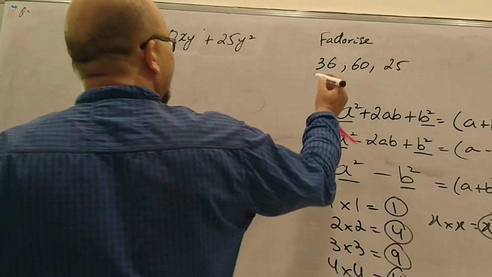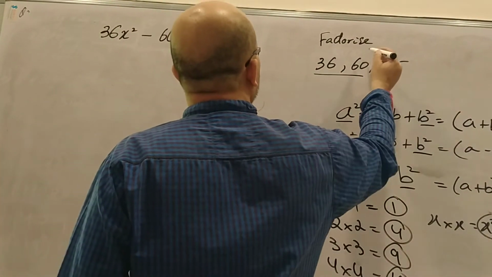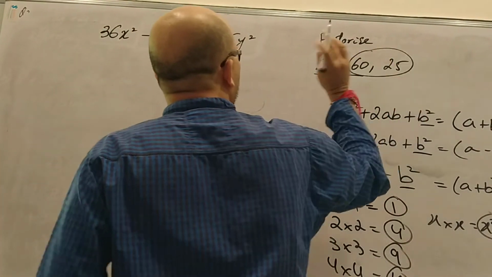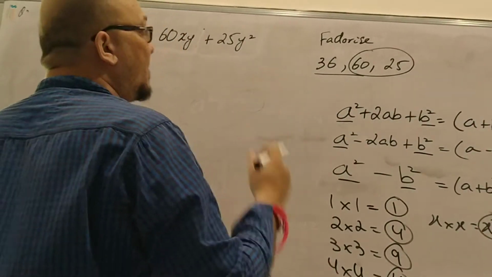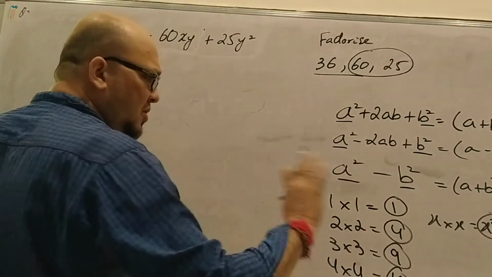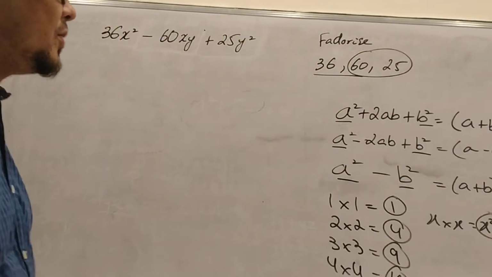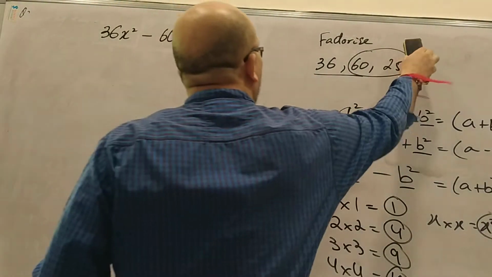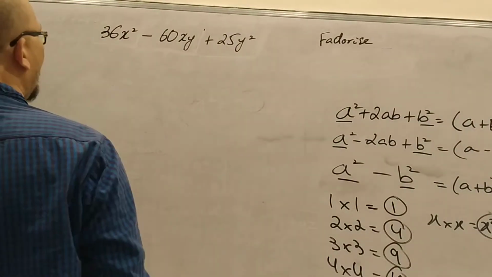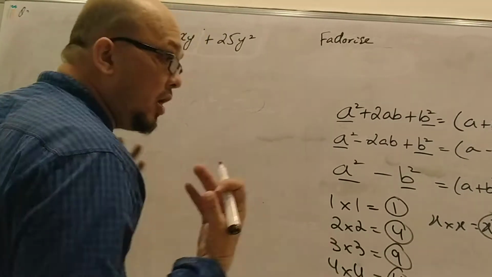So guys, there is a common factor of 36 and 60, there is a common factor of 60 and 25, but there is no all common factor of all three of them. There is no such number which can divide all three of them together. Okay guys, so it means this time there is no all common factor of number. Then come to variable. So guys, we are doing all common.